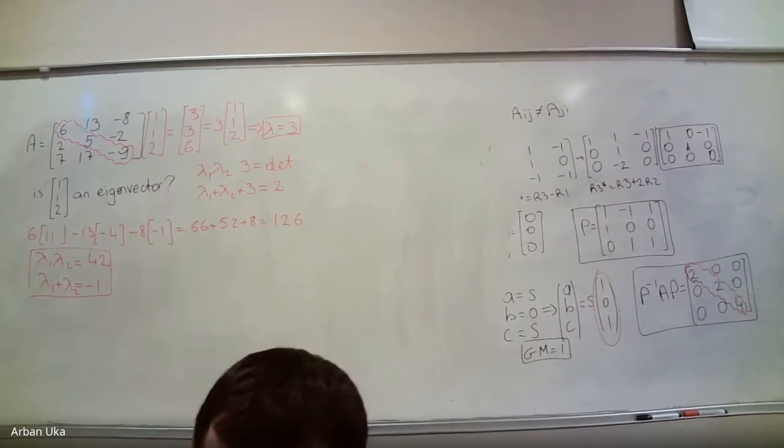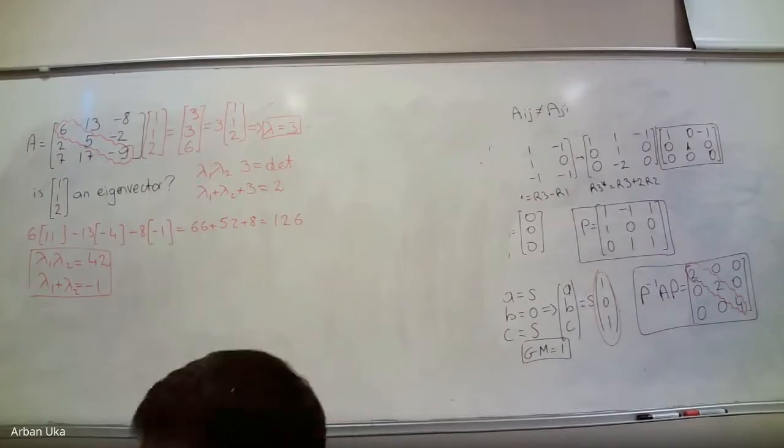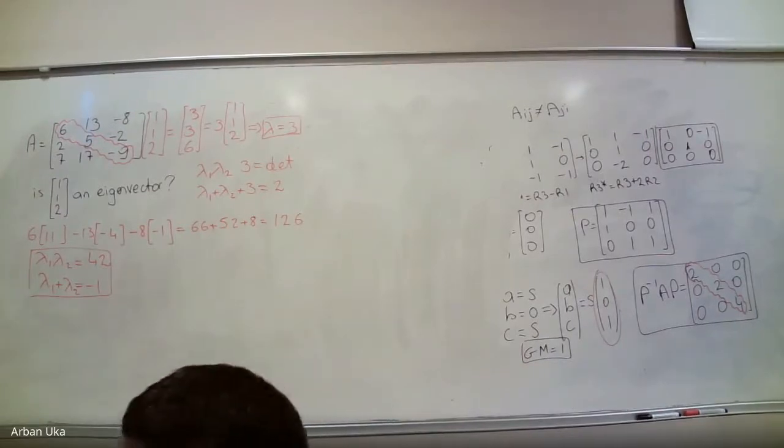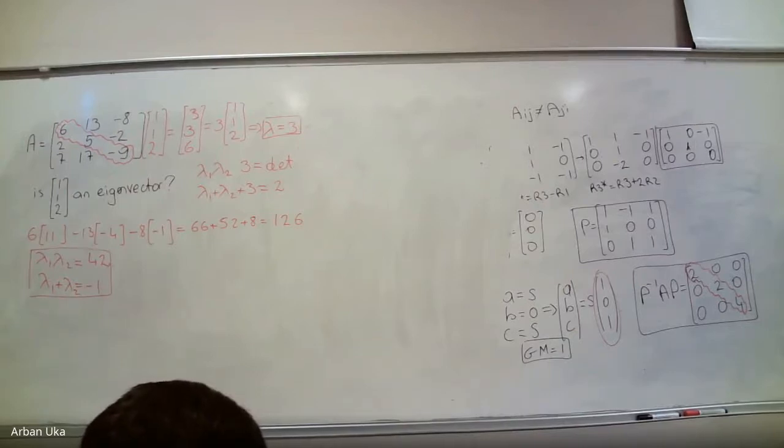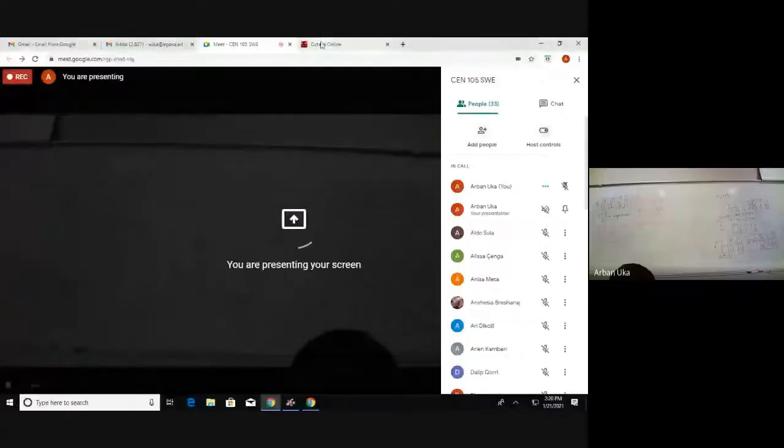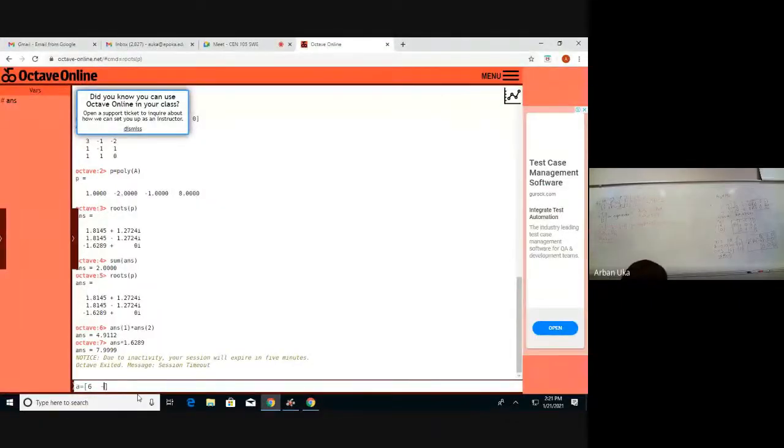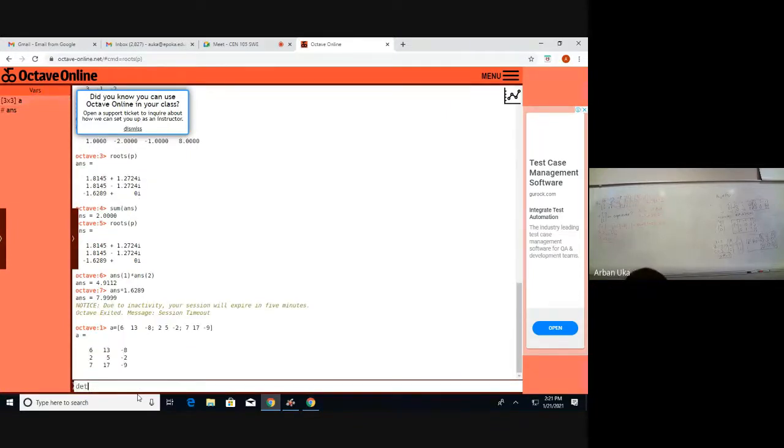A is equal to 6, 13 minus 8, 6. 6, 13 minus 8, 2, 5 minus 2, and 7, 17 minus 9, 7. So here we have the determinant of the matrix A, this is minus 6.